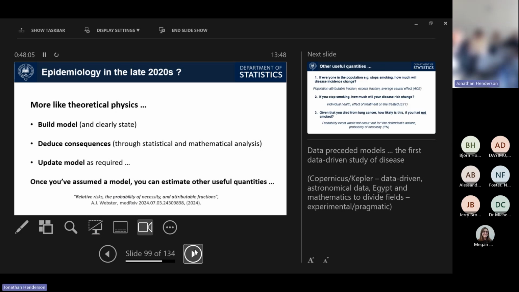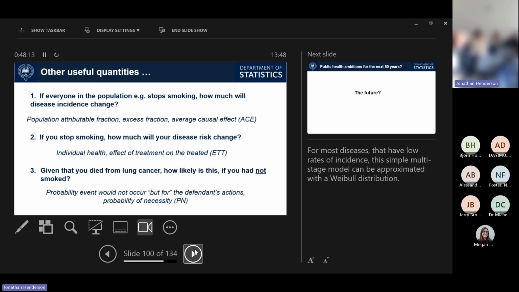And the great thing about that process is that once you've assumed the model, there are other quantities you can estimate. Once you've got this causal diagram, you can start using the methods from causal inference that have been developed over the last 15, 20 years. You can ask questions such as, if everyone in the population stopped smoking, how much would disease incidence change? And you can calculate things such as population attributable fractions, average causal effect, etc. You could ask the question, if you stop smoking, how much will your disease risk change? And this is characterized by things such as effect of treatment on the treated.